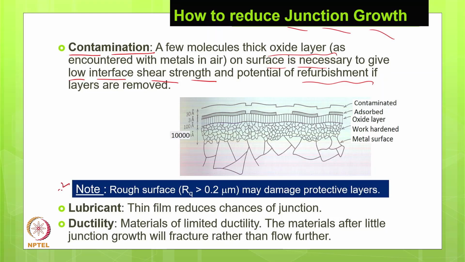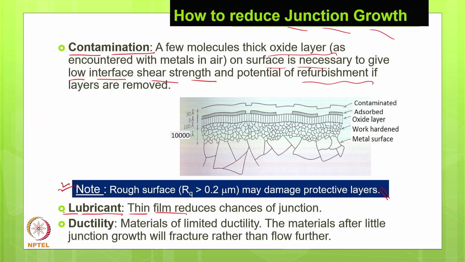Another thing is that the roughness has to be lower than 0.2 micron. That's important, and particularly we are talking about Rq, 0.2 micron. Try to keep it lower than 0.2 micron, because that is really going to help us. Otherwise it will cause damage to the protective layer or contamination layer. We need to minimize that. If possible, go with thin film lubrication. As I mentioned earlier, we are now moving from thick lubrication to thin film lubrication. If you are able to maintain the thin lubricant, that will be very good.